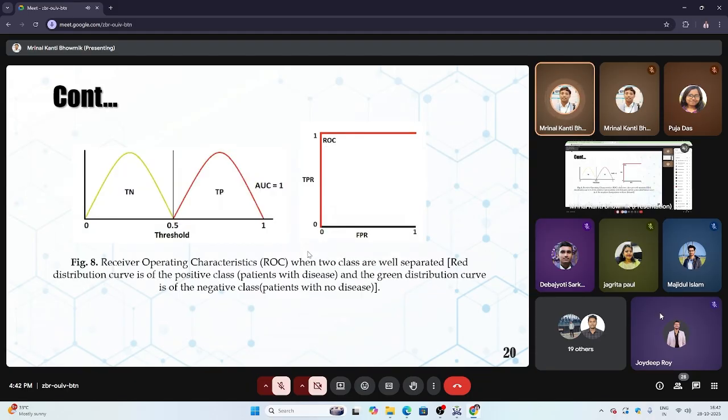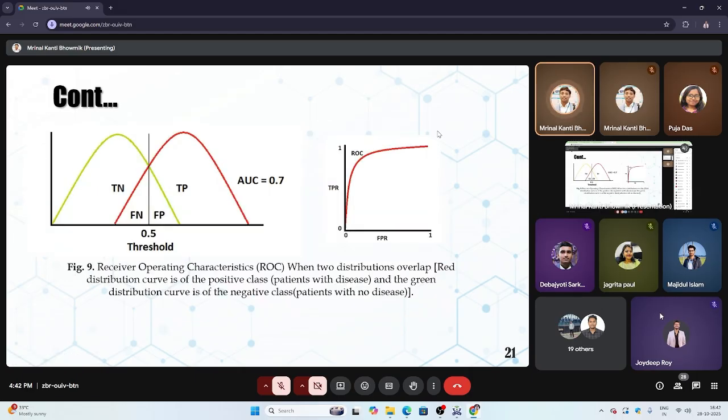Suppose, for example, we have two classes that are well separated. We have considered that the classification model has two classes, and the model performs so well that the two classes are well separated. So we can see that the ROC curve reaches quickly to the one, and the area under the curve is so good that it has the value one. So if the ROC curve looks like this, then we can say the model has good performance.